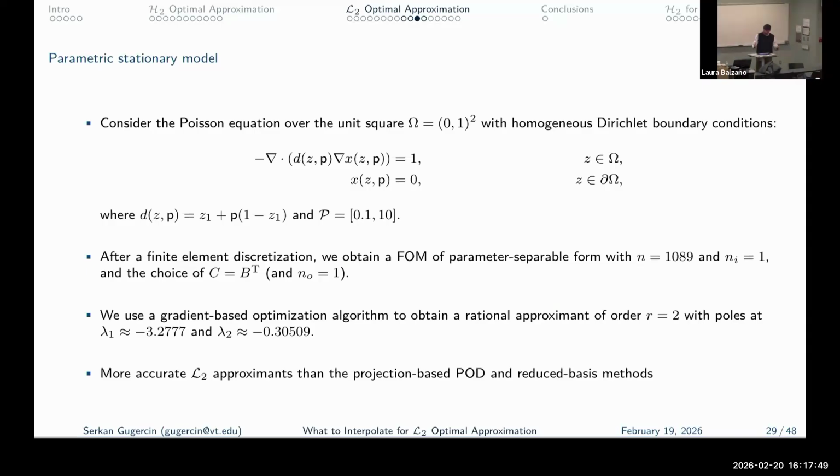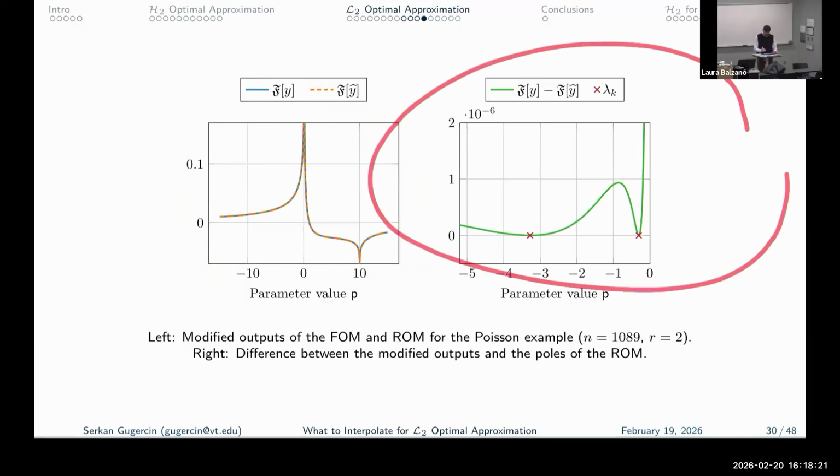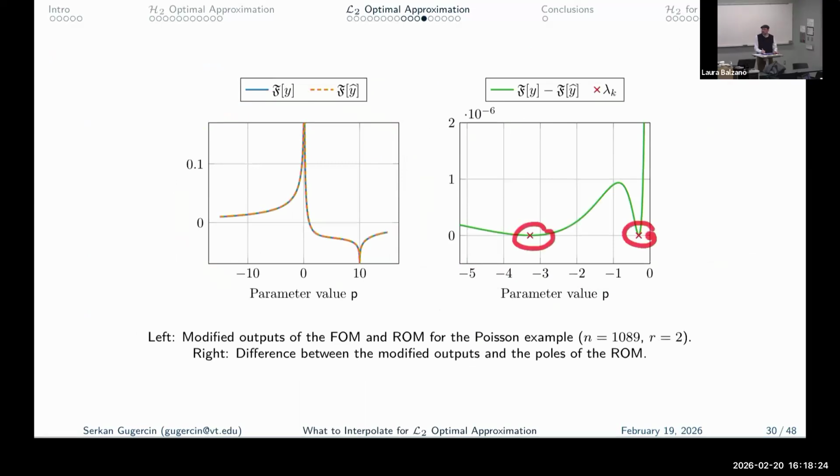For those who do model reduction, there's POD, greedy POD, and stuff like this that one can do. When you apply this more proper L2-based optimization, you get much more accurate L2 approximations because you are satisfying the optimality condition to start with. And these are the functions. This is not the output of the Poisson equation; this is the modified output, and this is my reduced modified output. They are on top of each other. If you look at the error, I have Hermite interpolation at those two points. Just beautifully, Hermite interpolation shows up in this setting as well. Any questions?